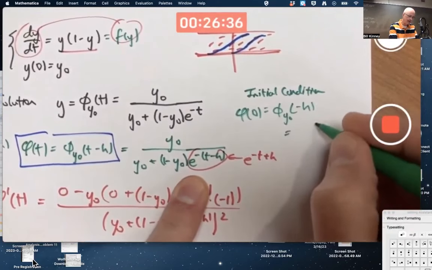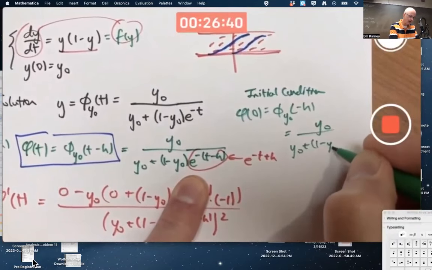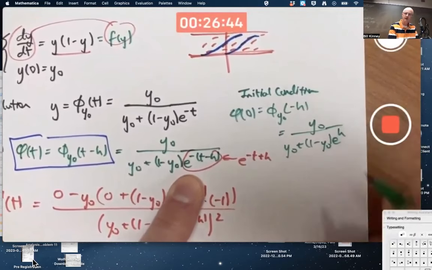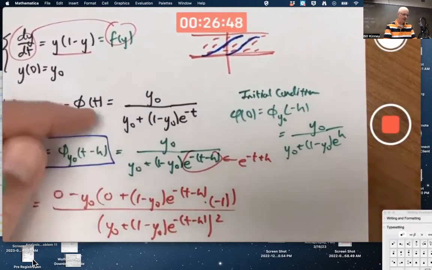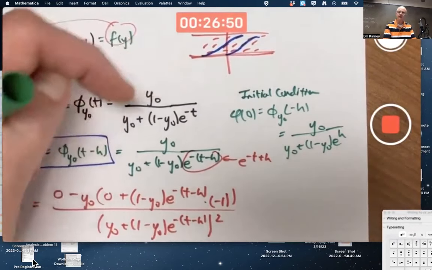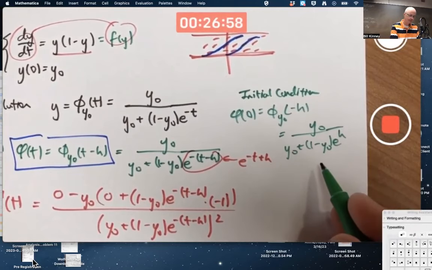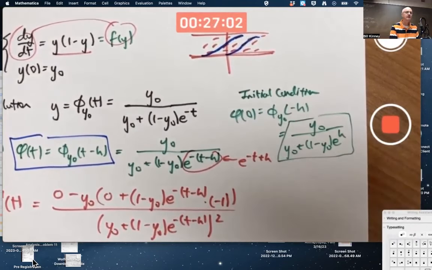You're going to get, in this form at least, y naught over y naught plus 1 minus y naught e to the, it would be positive h power if you write it in the way I did. If you didn't write it in this way, if you had the e to the t up there and e to the t in the bottom, then t minus h when t is 0 would become negative h. Okay, so this is one form of the initial value at t equals 0.